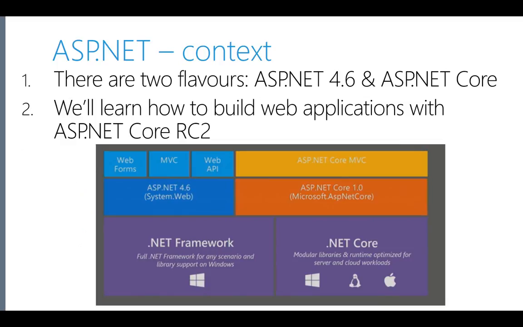So let's get started. At the moment there are two flavors of ASP.NET, ASP.NET version 4.6 and ASP.NET Core, that's version 1.0. The main difference is that ASP.NET 4.6 works only in Windows, in contrast to ASP.NET Core, which works in Windows, Linux, and Mac.